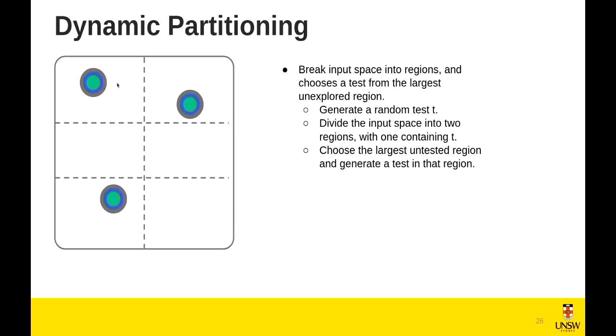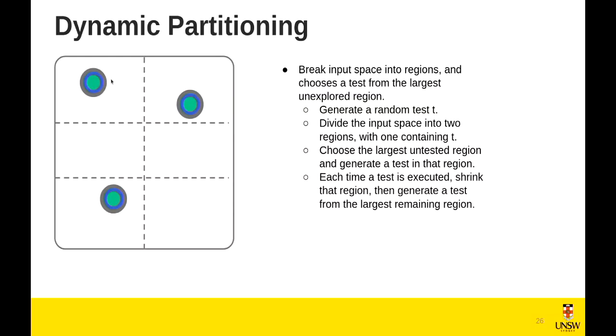We generate a test case outside this exclusion zone. And then every time we execute a test in this gray area here, we shrink the size of the exclusion zone so that we can have more choices that are closer to our executed tests. So this exclusion zone is to avoid our newly generated test case being close to our executed test cases. So it's like we are protecting the executed test cases. We don't allow new test cases to be too close to the existing ones.